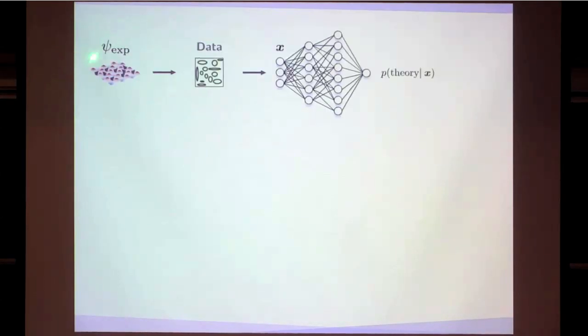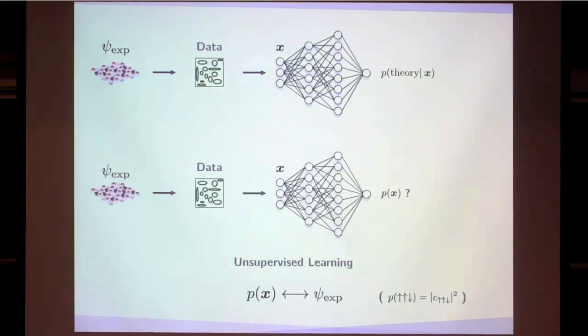We had some experimental wave function, which we don't know, but it's there. So that's what the state of the simulator is. And we do measurements, and then we feed them to the network, and it tells which theory is more likely. Now we want to do something different. We want to have the same process, feed in the data, and have it tell us the wave function. And the wave function can be related to the probability distribution on this input layer. So instead of saying, what's the probability of this theory given an image, I want to know what's the probability of the image.